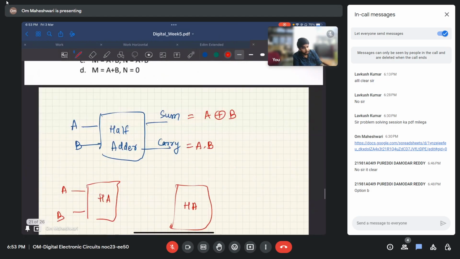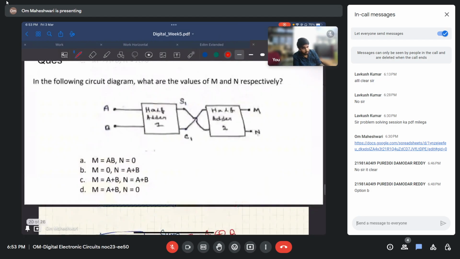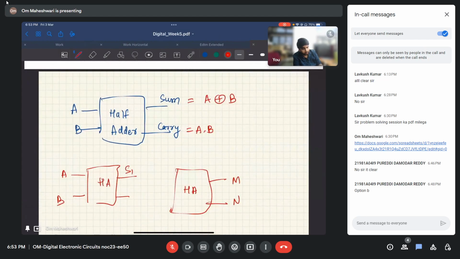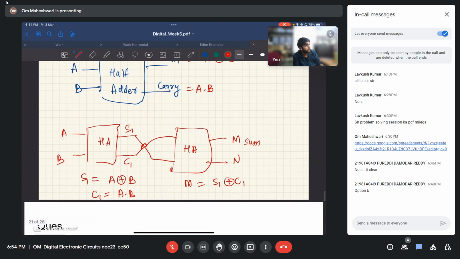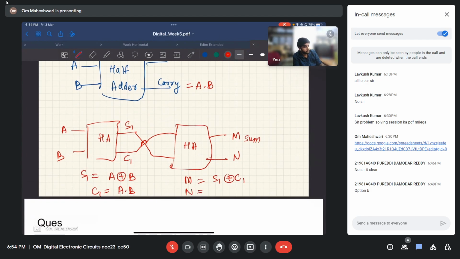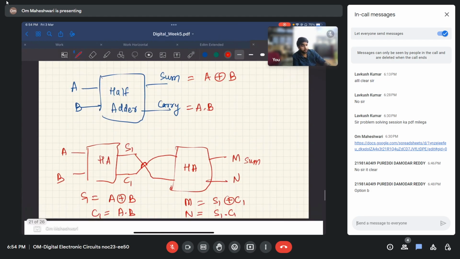And we have M N as output. We have sum and carry S1 C1. They are going like this. So what it means is, S1 is what? A XOR B. C1 is A dot B. Now M is what? If M is the sum, M is S1 XOR C1, and N is S1 dot C1.